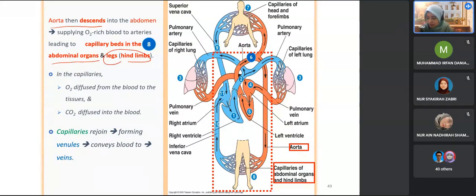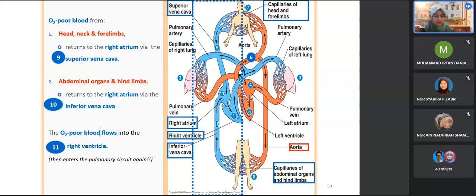Okay, so in the capillaries sama juga kan, sebab dia thin kan, so it allows exchange of material, oxygen from the blood into the body tissues, carbon dioxide from body tissues into the blood. So the capillaries rejoin, forming the venules, from capillaries into the venules and then into veins kan, into veins. So from veins into the vena cava lah. Cuma kalau kita tengok kat sini, awak kena tahu yang systemic circuit tu dia akan terbahagi kepada upper part and also the lower part of the body.